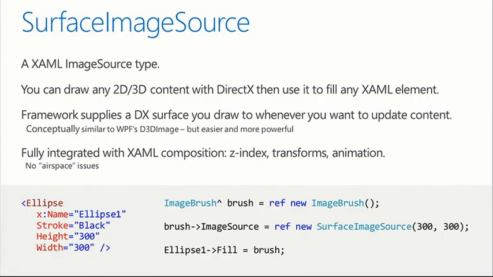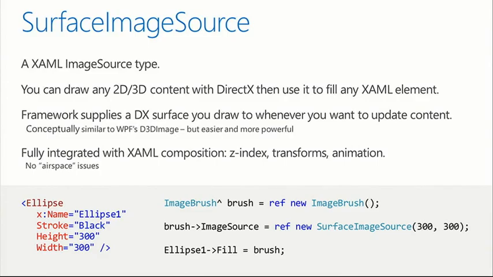Or you can just leave it as sort of a persistent brush that you can just paint once and then you can use everywhere in XAML. So that's sort of one of these integration points between this retained mode rendering you get with XAML and then the immediate mode you get with DirectX. You can actually keep your DirectX content. You don't need to redraw it every frame.